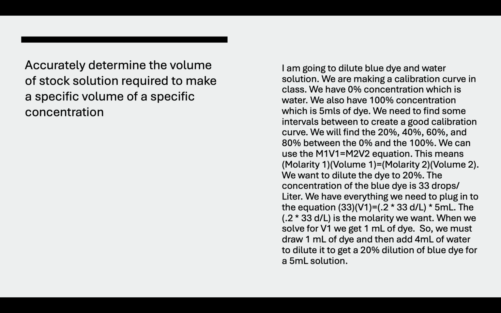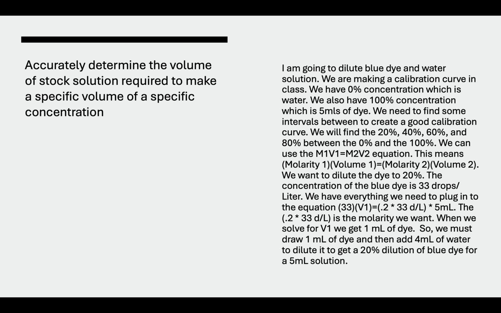So now, accurately determine the volume of stock solution needed to make a specific volume of a specific concentration. I'm going to dilute a blue dye and water solution. We are making a calibration curve in class. We have a 0% concentration, which is water, and 100% concentration, which is 5 mLs of dye. We want a 5 mL solution at the end. So we need to find some intervals between to create a good calibration curve. We will use 20%, 40%, 60%, and 80% between the 0 and the 100.